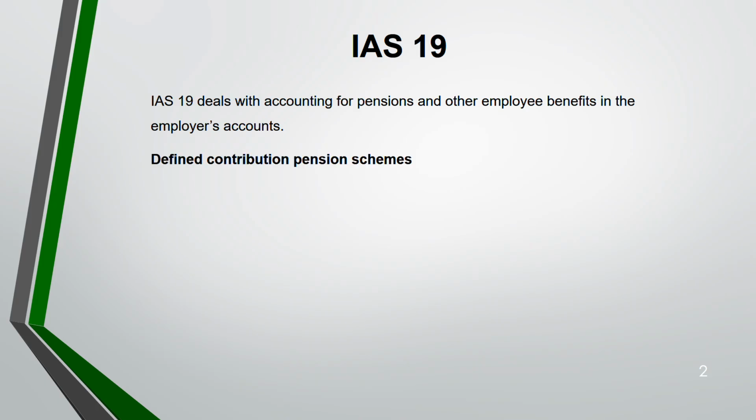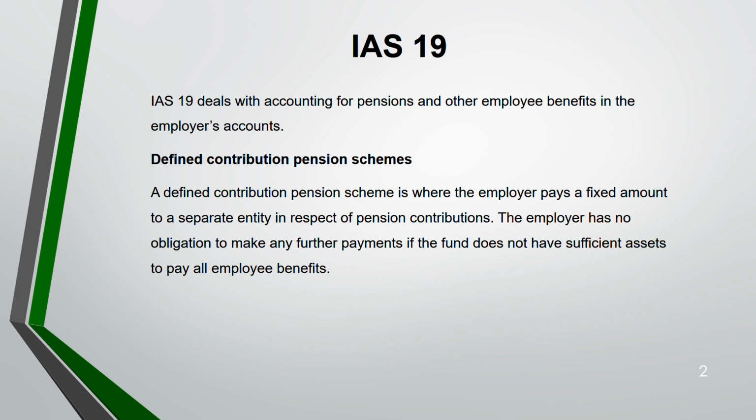There are two types of pension scheme. One is known as the defined contribution pension scheme and the other one is the defined benefit pension scheme. First, let us go through the contribution scheme. A defined contribution scheme is where the employer pays a fixed amount to a separate entity regarding pension.